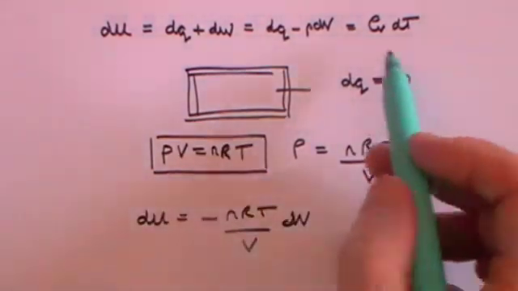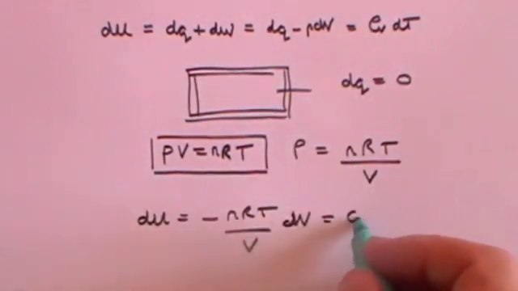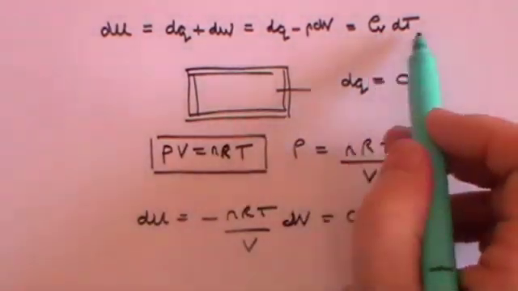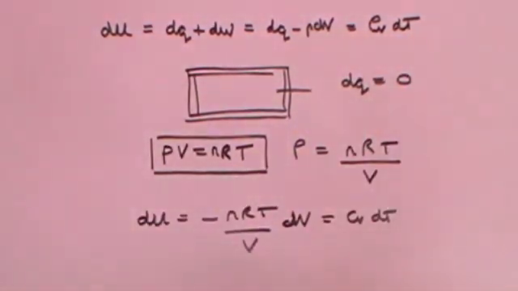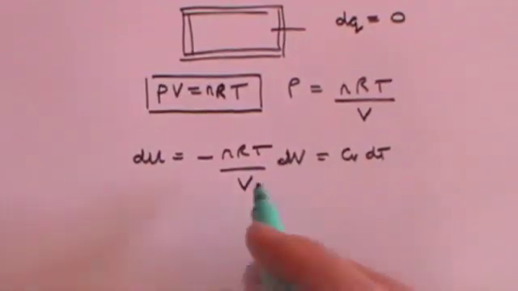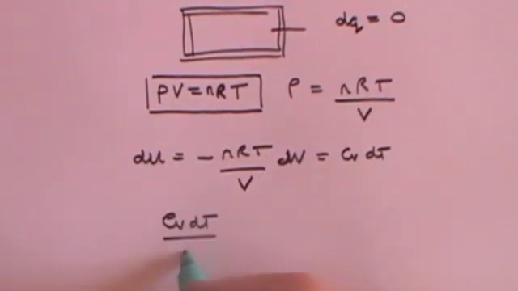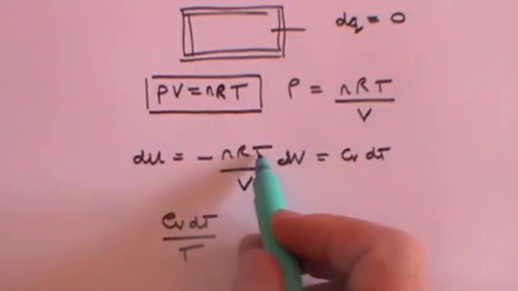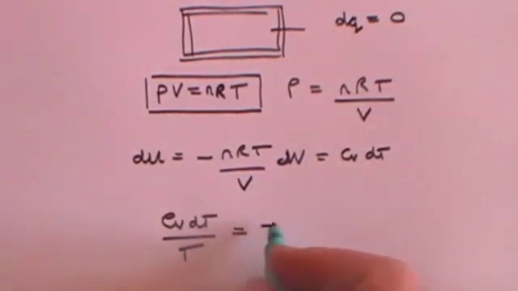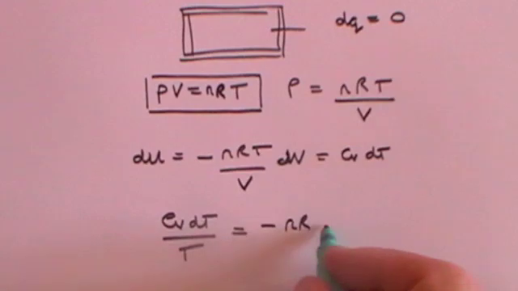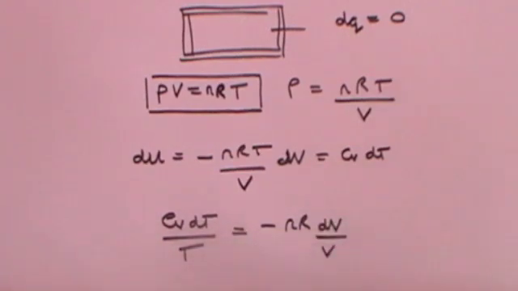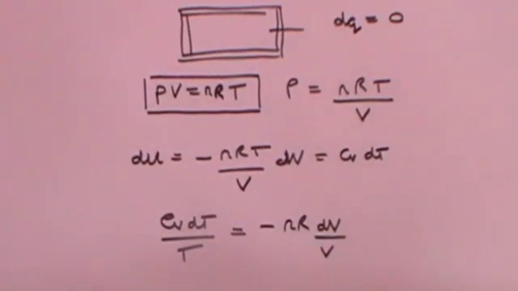But that equals the heat capacity at constant volume times dT, that's this term here. So we can rearrange this formula to say that Cv dT divided by T, that's this term divided by that term, is equal to minus nR dV over V. Let's once again set n equal to 1, so we don't have to worry about n.